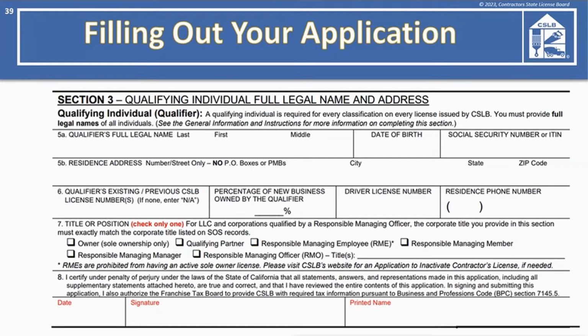On line 7, you will need to indicate what position will be held by the qualifier. Each entity has different personnel requirements. You will need to make sure that you have listed all positions, depending on the entity you have selected. You can find more information on this on pages 2 through 4 of the application instructions. Line 8 is where you will sign and date your application.